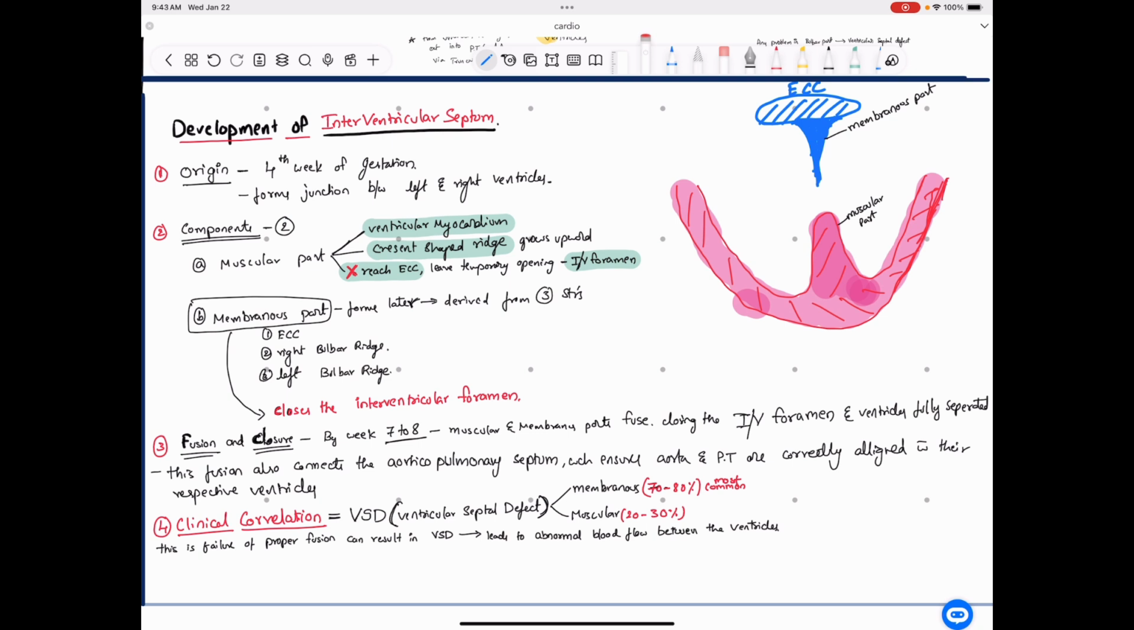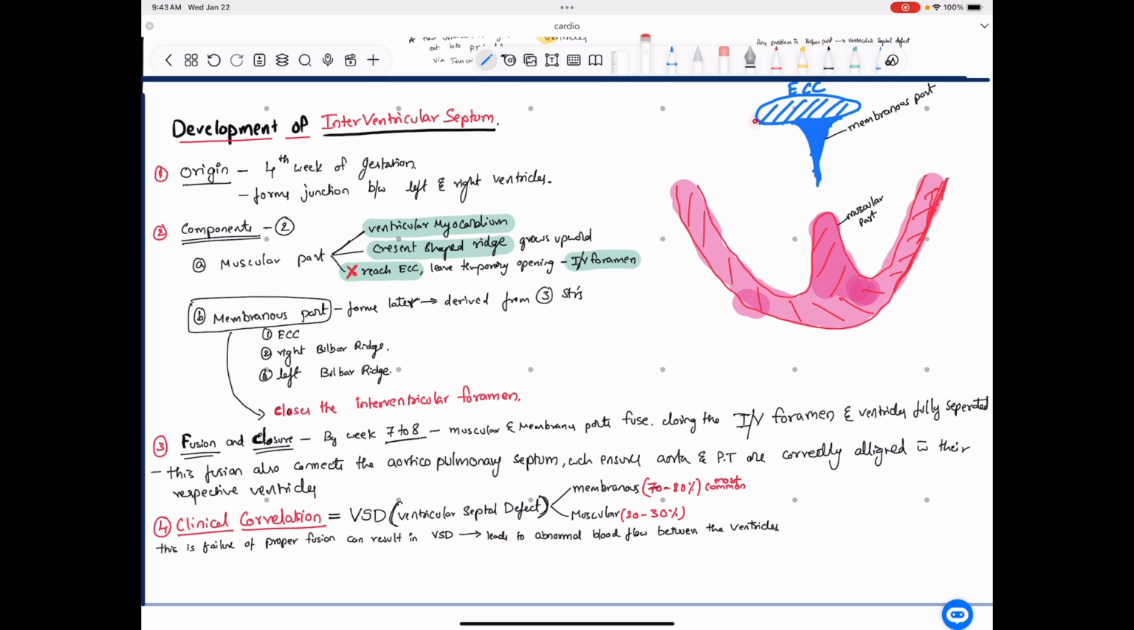It begins around week 4 of gestation, and it forms from the floor of the primitive ventricular chamber. Specifically, the junction between the primitive left and right ventricles. This is left ventricle, this is right ventricle.